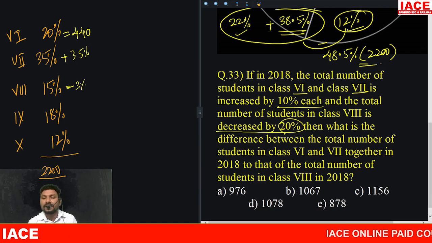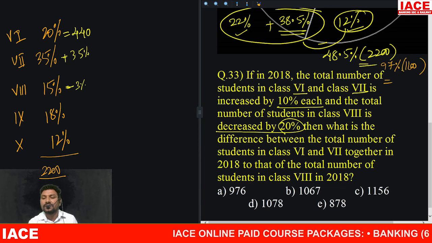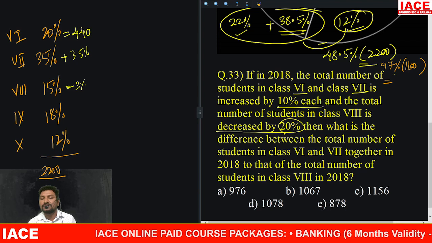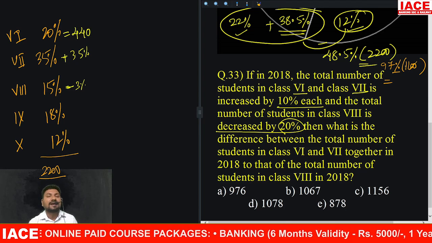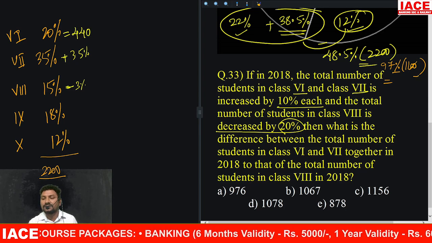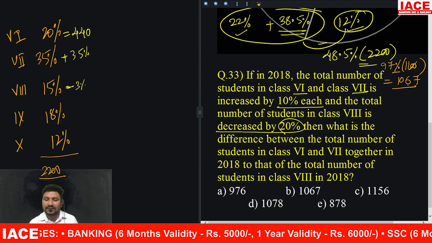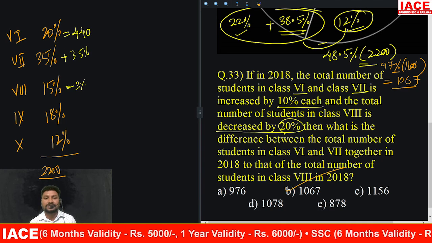48.5 doubled is 97% of 1100. So 97% of 1100 means, percentage-wise, 2 zeros cancel. 97 into 11. 97 into 11 means 7 and 6 is 10. Then the answer is 1067. Option B.